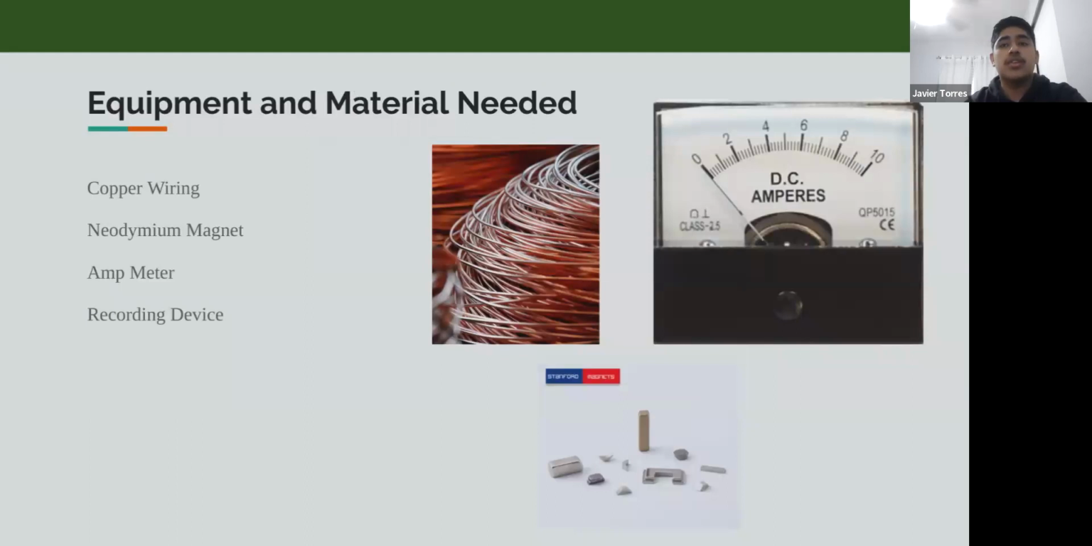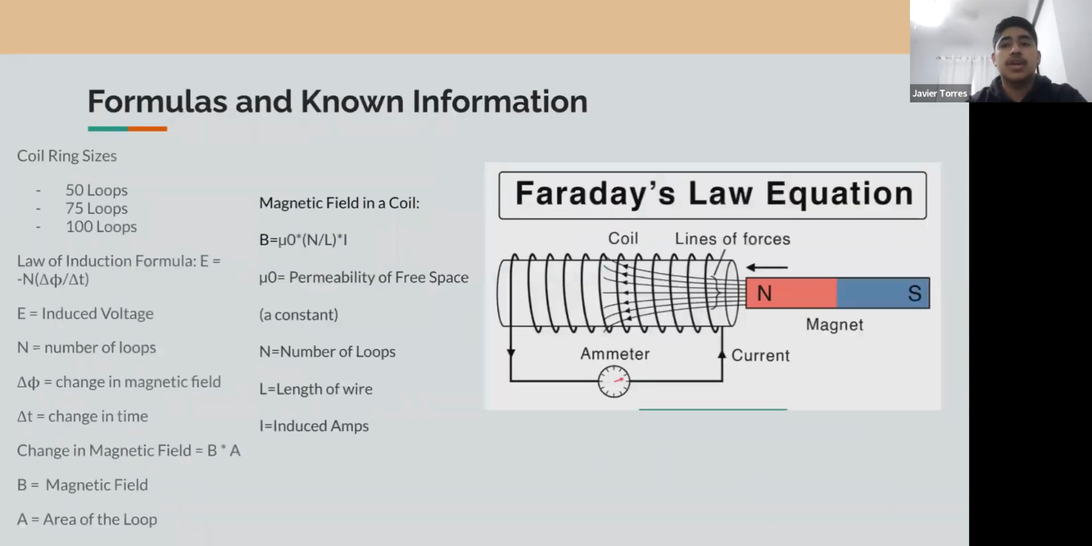So before starting off our experiment, some of the materials we will need to showcase the concept of Faraday's law of induction include copper wiring, a neodymium magnet, an ammeter, and a recording device. Next up, Ryan will introduce the formulas and background information needed for our experiment.